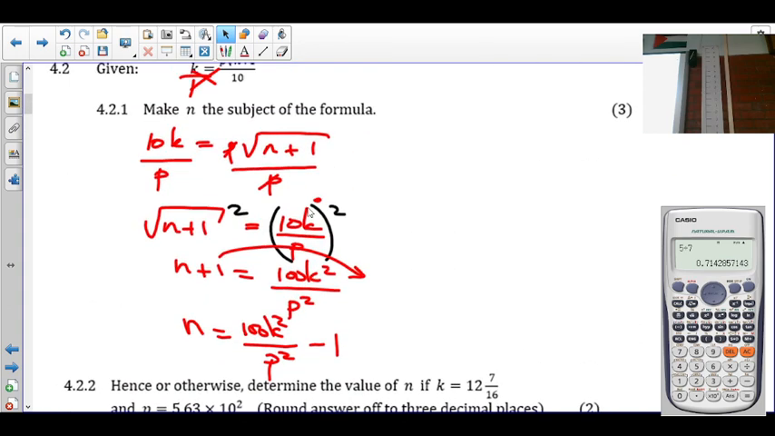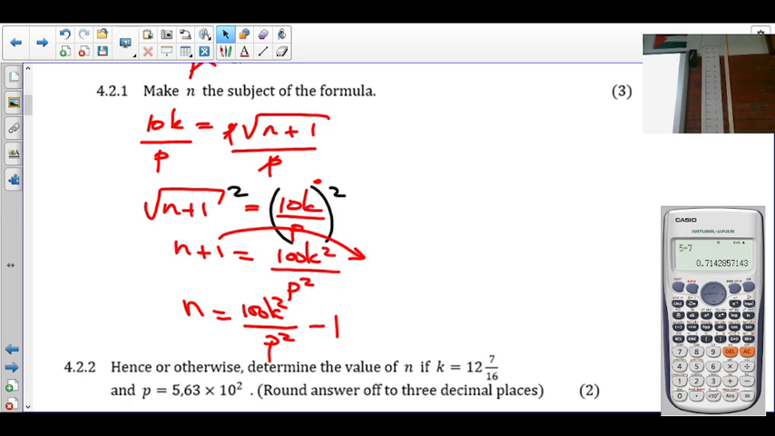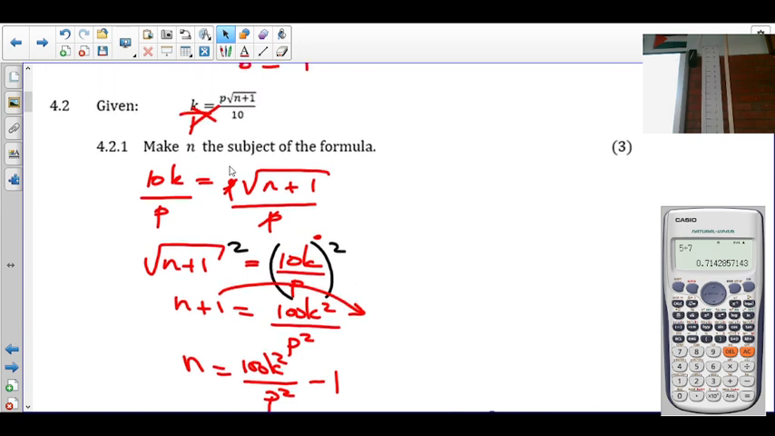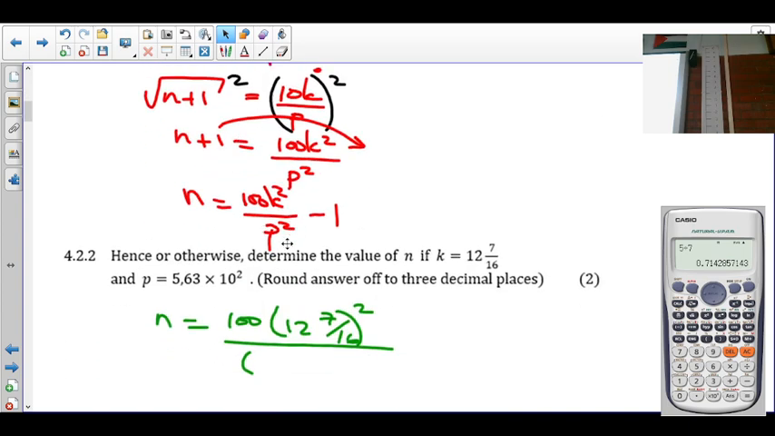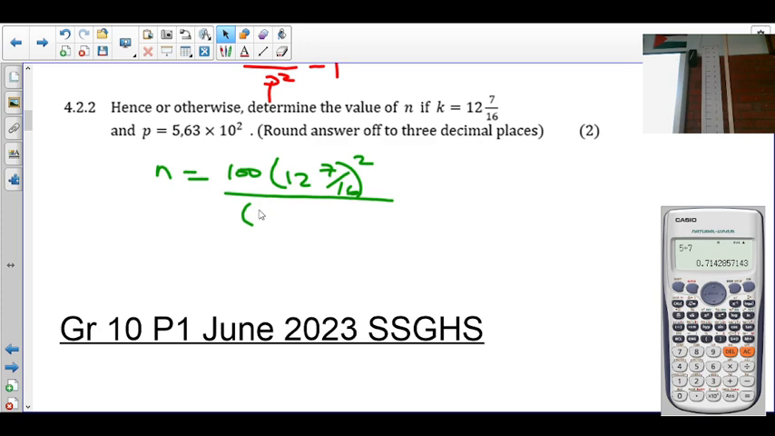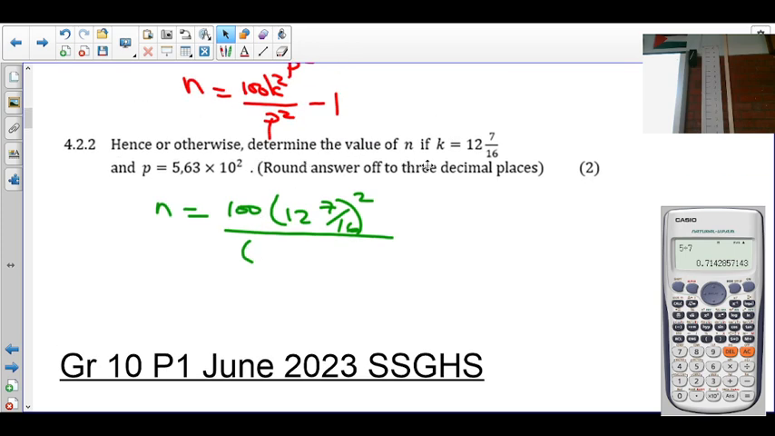So yesterday we stopped at changing the subject of the formula for the equation k is equal to b square root of n plus 1 all over 10, and we got n is equal to 100k squared over p squared minus 1. Then in 4.2.2 it says hence or otherwise. So hence means let's use the previous calculation, determine the value of n, as we have n as the subject of the formula, where k is equal to 12 and 7 over 16, so in that place you will put 12 and 7 over 16, and p, which is 5.63 times 10 squared, must be written in there, minus 1. So we are at this point when the bell rang, so we will carry on from here.